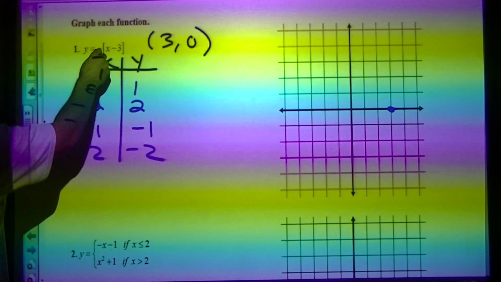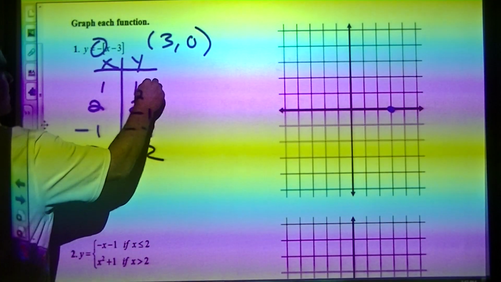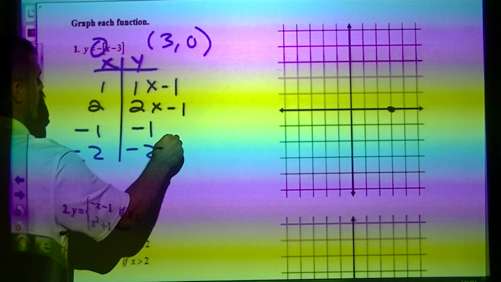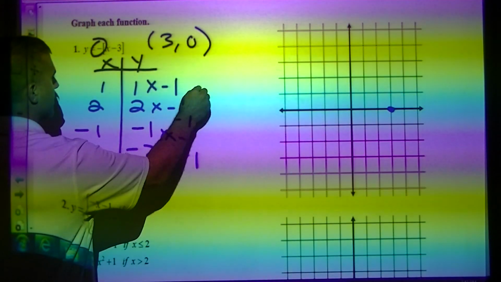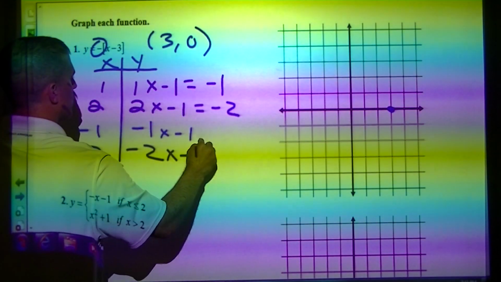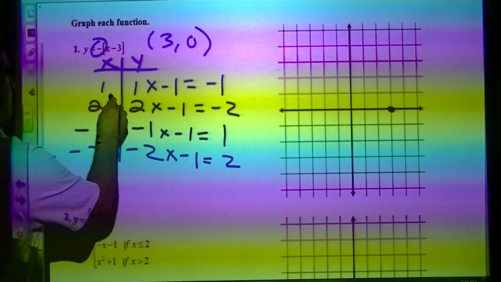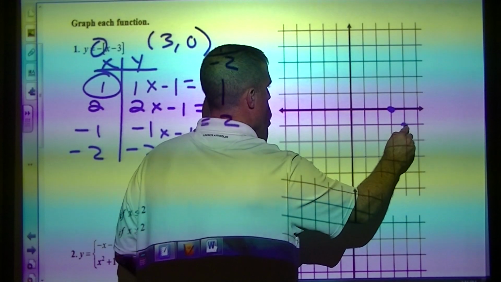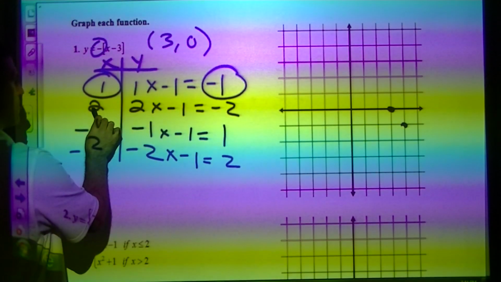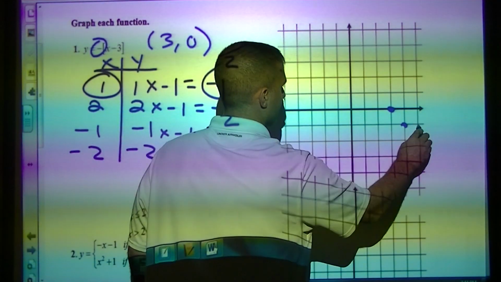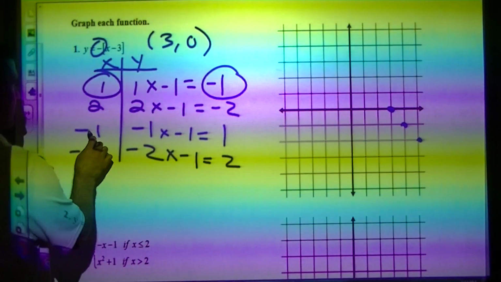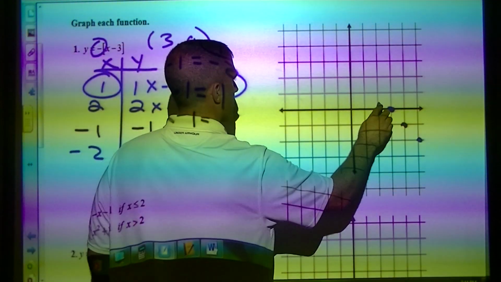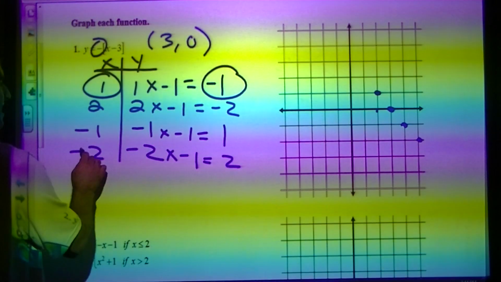Since I've got this negative here, that means I'm going to multiply all my y's times negative 1. So now that's negative 1, negative 2, 1, and 2. So I'm going to graph 1, negative 1. From this anchor point, I'm going to go 1 right, 1 down. From this anchor point, I'm going to go 2 right, 2 down. This means left 1, up 1. And this means left 2, up 2.